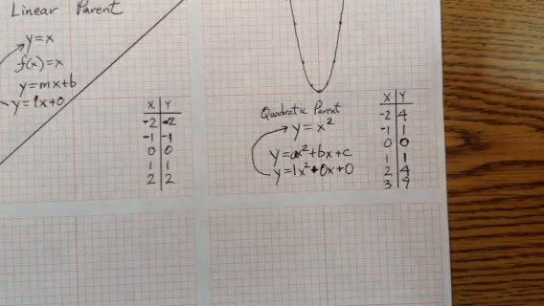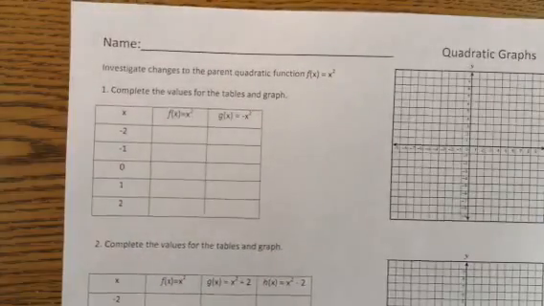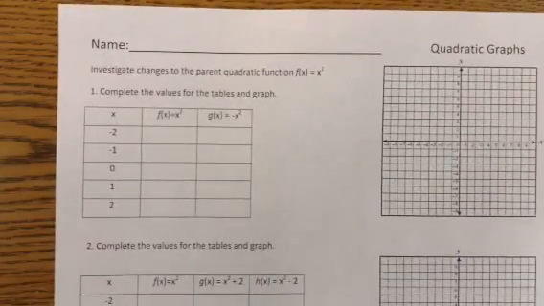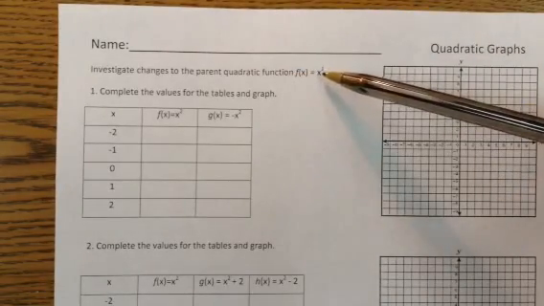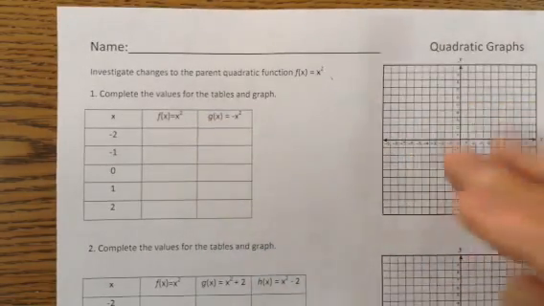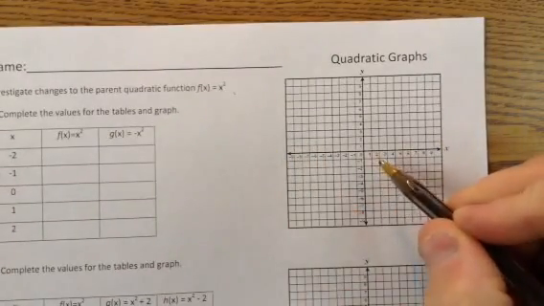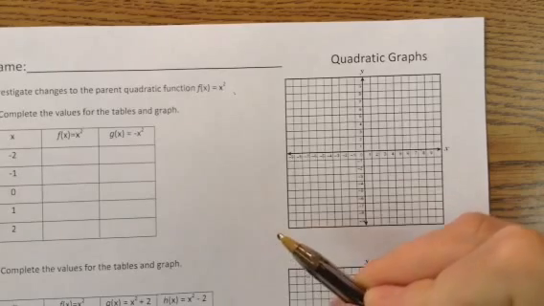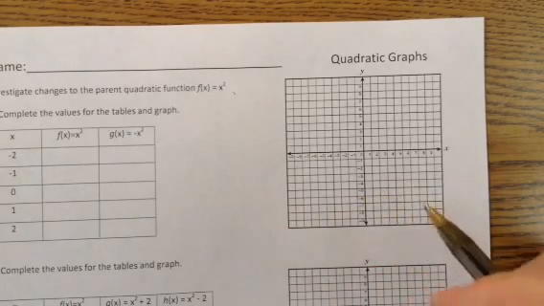So your activity is going to ask you to look at the parent function, and then we're going to start tweaking it. So if you have your paper in front of you, your investigation is you're going to take a look at the parent function, okay, and you're going to fill in the values right here. And then, yes, I want you to actually take your ordered pairs, and I want you to graph it by hand, yes. Okay, you can look at it on the calculator, but I want you to transfer it to your grid.